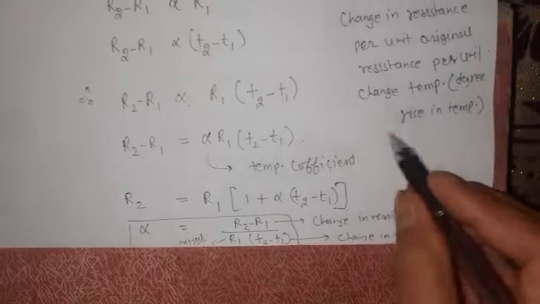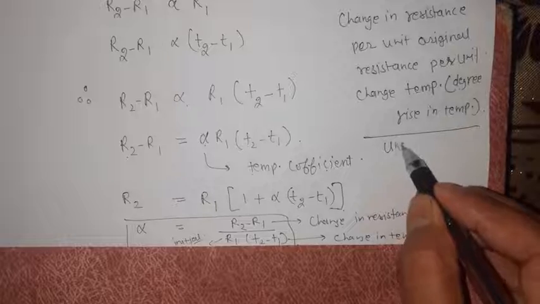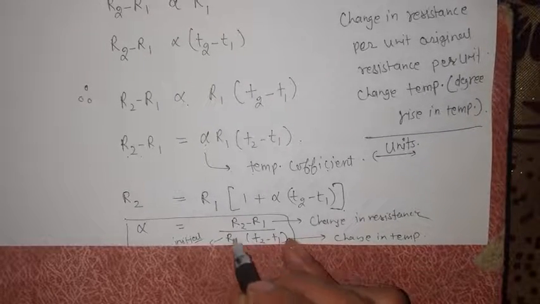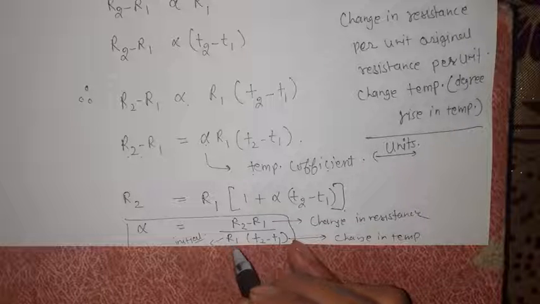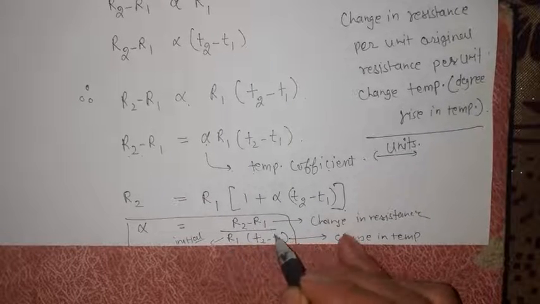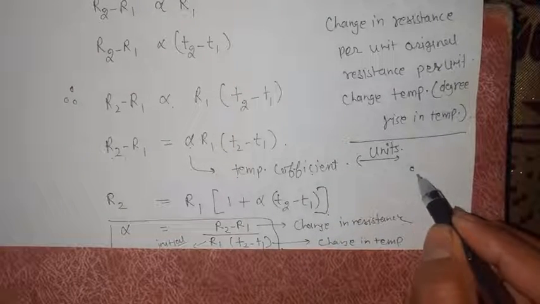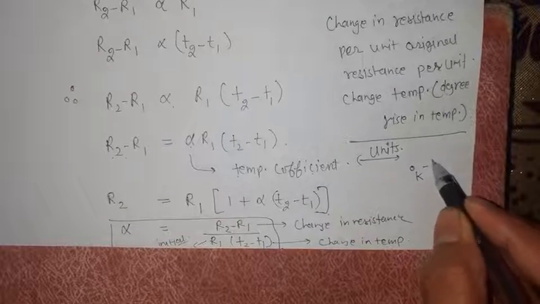So if we look at the units, this is going to depend on the temperature, because resistance is in the numerator and in the denominator, so both units will cancel, and only the temperature unit will be left. So it is given as per degree Kelvin.